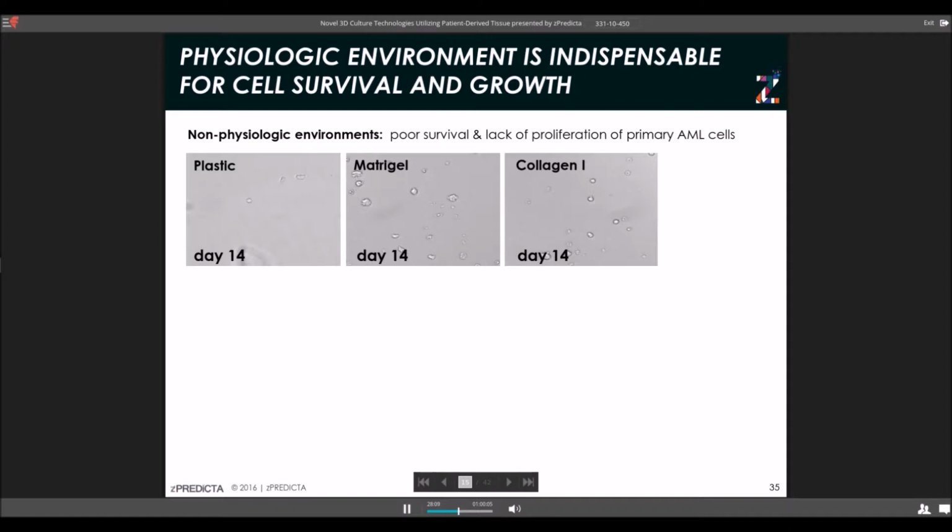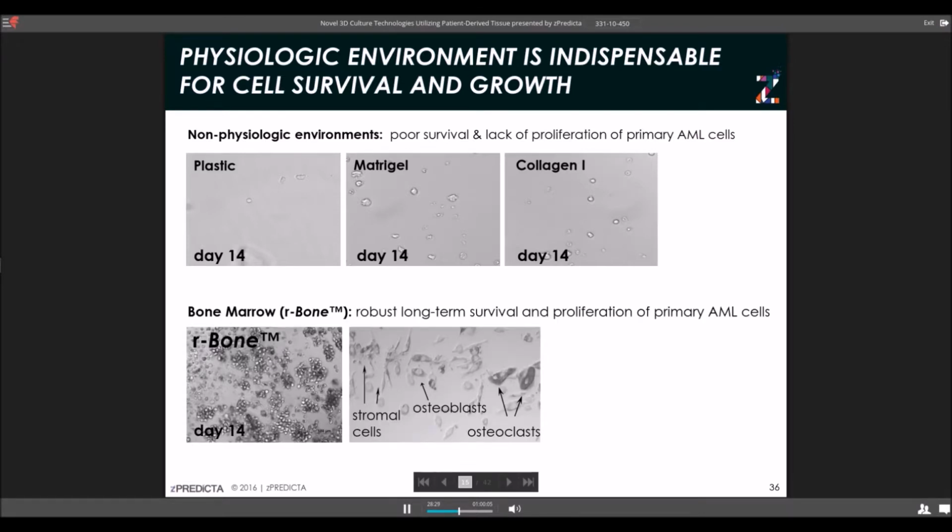Another example comes from some of our own studies where we were looking to culture cells from acute myelogenous leukemia, primary cells, patient-derived material, and putting these cells in plastic or in Matrigel collagen 1 led to very poor survival of the cells over time. However, when we place cells into what we call an R-bone, reconstructed bone matrix, which is formulated specifically to recapitulate the bone marrow environment, these cells really flourished, they proliferated, and they were viable for up to 28 days, which will be shown a little bit later, and they formed these clusters in addition to the hematopoietic cluster showing on the left-hand side.